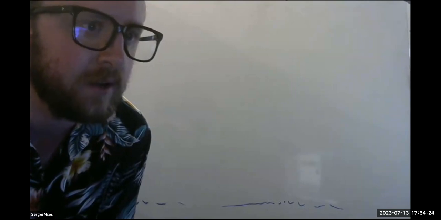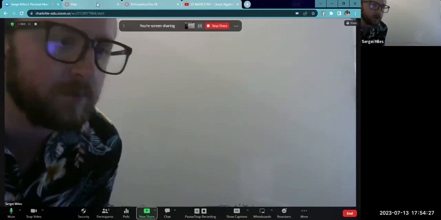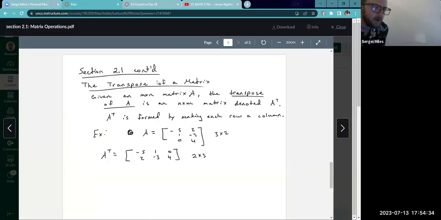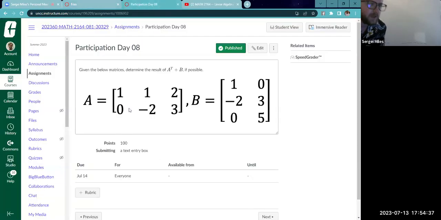Well, A is originally in the problem. Let's see. I'm going to share my screen. Okay, sharing my screen. Here we go. A is a 2 by 3 matrix, right? We can see that by looking at it. So A transpose will be a 3 by 2. Well, what's B? B is also a 3 by 2. So great. They will match, meaning the answer is possible. We can figure this out. Okay, fantastic. So next we're going to need A transpose plus B.